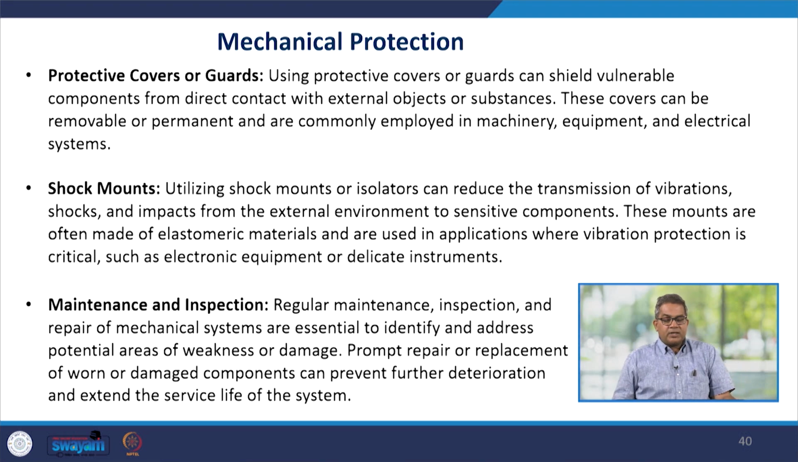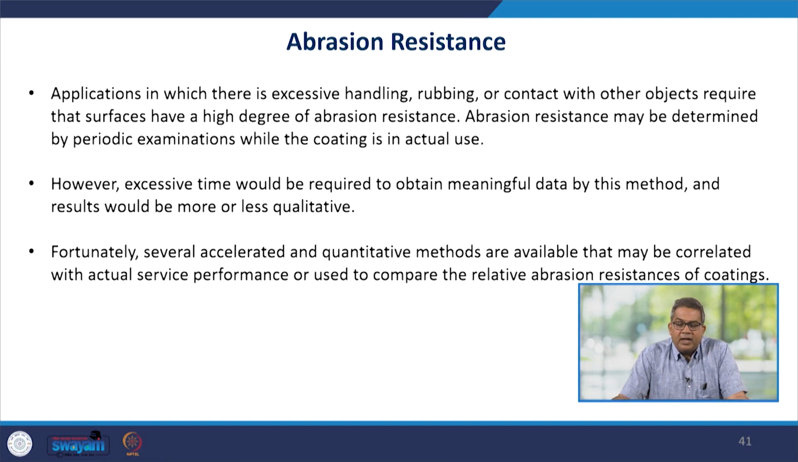Then protective covers and guards. These can shield the vulnerable components from direct contact with external objects or substances. Then shock mounts. Utilizing shock mounts or isolators can reduce the transmission of vibrations, shocks and impacts from the external environment to the sensitive components. Then maintenance and inspection. Regular maintenance, inspection and repair of mechanical systems are quite essential to identify and address potential areas of weakness or damage.